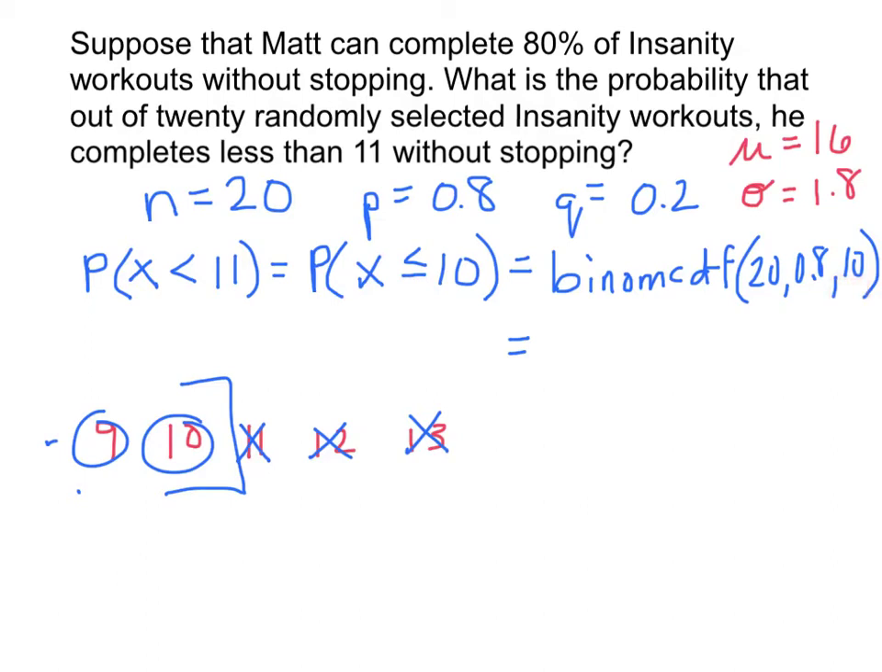So when I do this in my calculator, and enter 20, 0.8, 10, I'm going to get a probability of 0.0026. So that's a very, very slim chance. Only 0.26% of the time will Matt complete less than 11 workouts out of 20 without stopping.